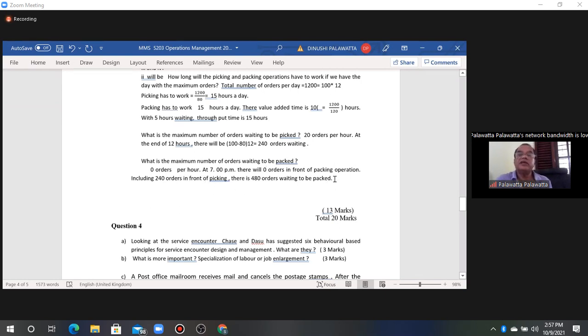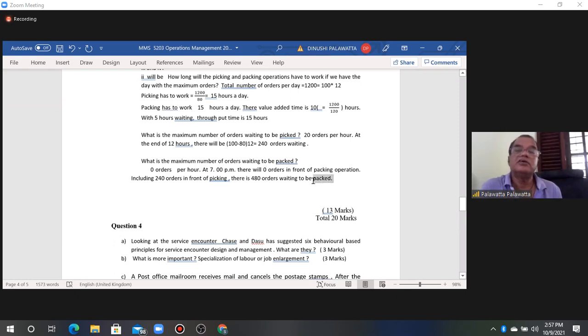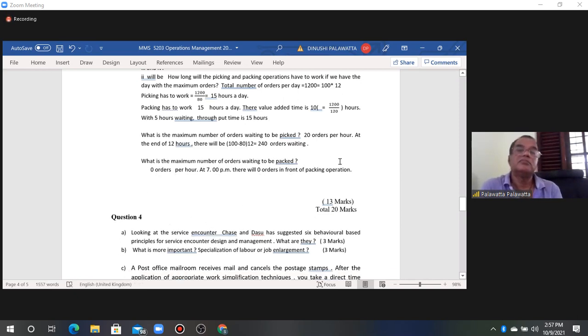So there won't be any order waiting in front of packing operation. So there will be 0 orders in front of packing operation because packing is working fast. Therefore, there are no orders. All orders that come will be taken to process. So that's how it is.